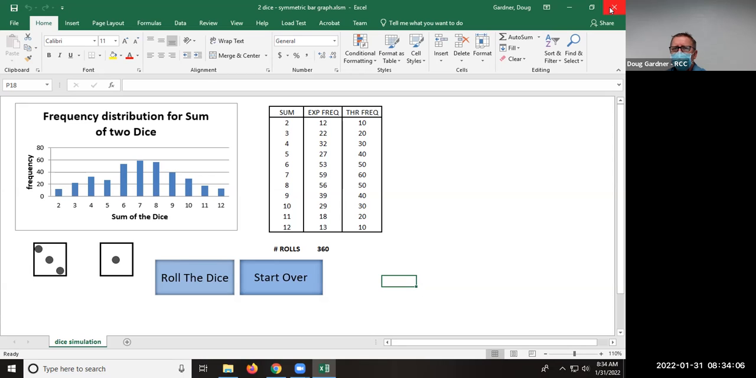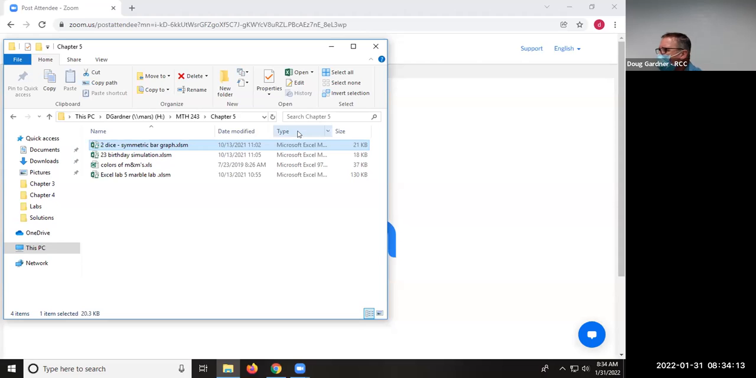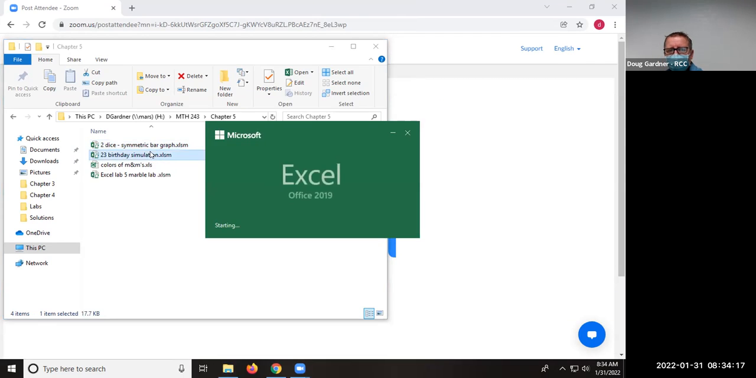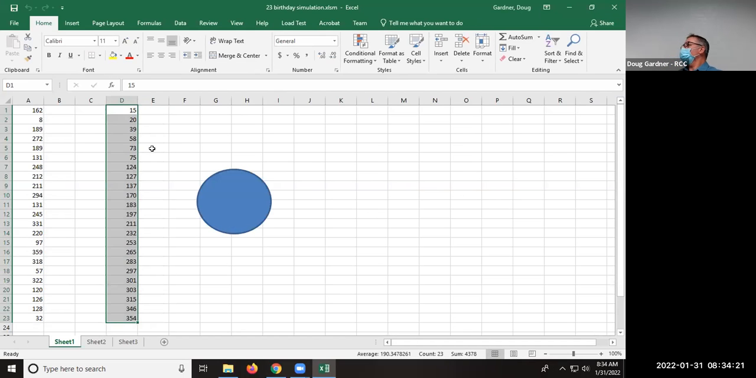Let me show you something kind of playful, just for the fun of it. How many people in a room this size, what do you think the chances are that 2 people would have the same birthday? It's a pretty small class.